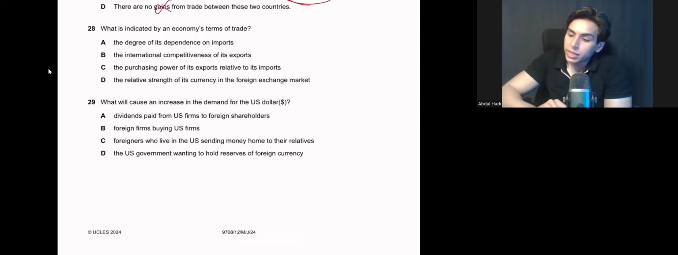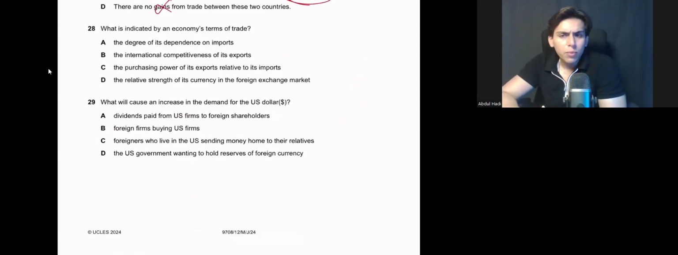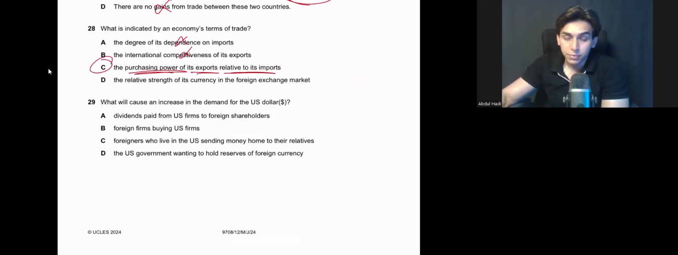What is indicated by an economy's terms of trade? Export price over import price. Simple. So a degree of dependence on import, no. International competitiveness, no. The purchasing power of its exports relative to imports, yes, this is the correct answer.